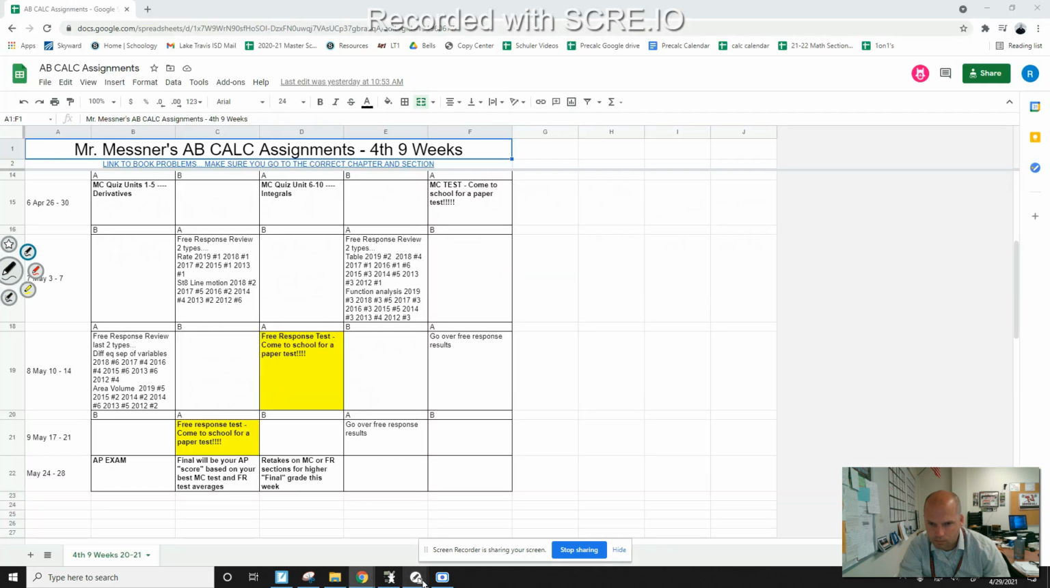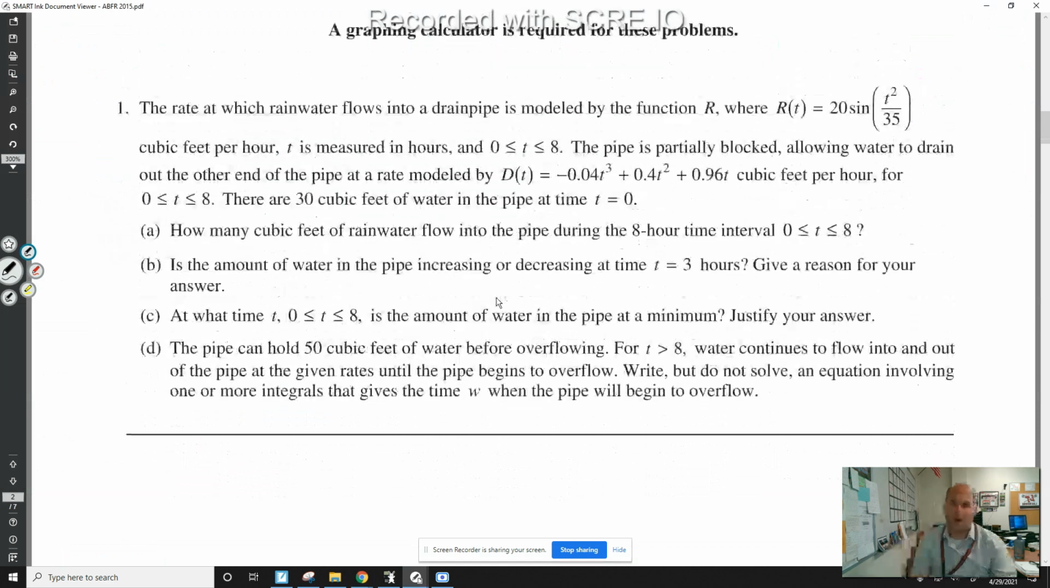Okay, again, calculator problem. The rain. We've done this problem before. I kind of want to skip it. Whatever. This is rate in. This is a velocity in. This is a velocity out. 30 cubic feet at time 0. What's the total flow in? Total in. Integral of our rate in, 0 to 8 of R of t.